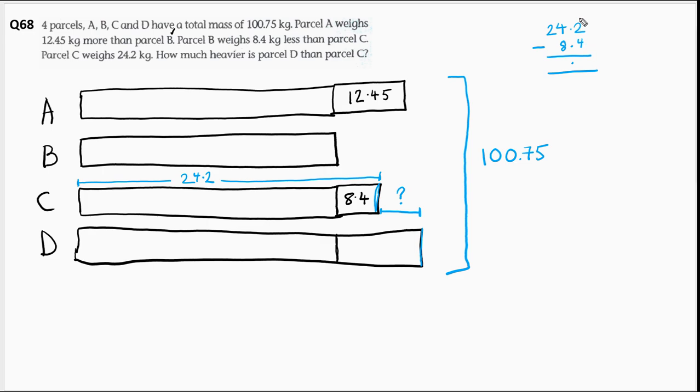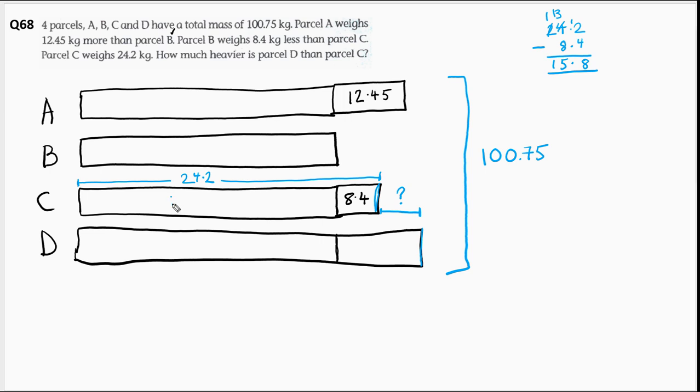I can't take 4 from 2, so I'm going to go over here, and that's going to leave me with 8. Then I've got 3, take away 8. Again, I can't do that, so I'll go over here. I've got the 1, I've now got 13. Take away 8, and that's 5. And then 1, take away 0 is 1. So my answer is 15.8 kilograms.